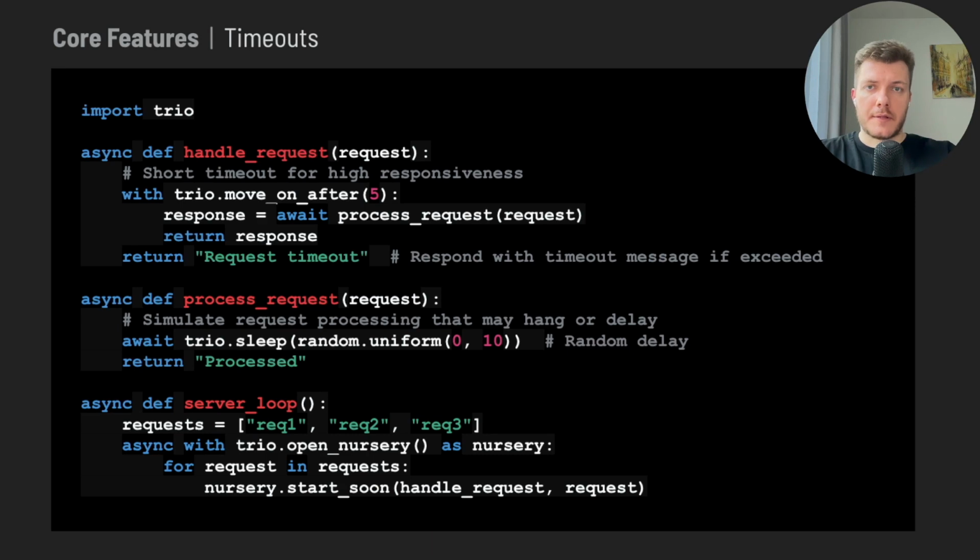So imagine you're running a busy web server that must manage a high volume of incoming requests. Setting timeouts ensures that no single request can overwhelm this server. This example uses a 5-second timeout for each request. If processing exceeds this limit, the server responds with a timeout message. Implementing timeouts like this can significantly improve server reliability and responsiveness.